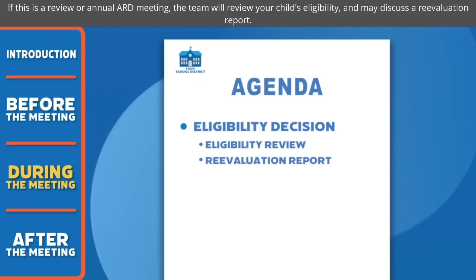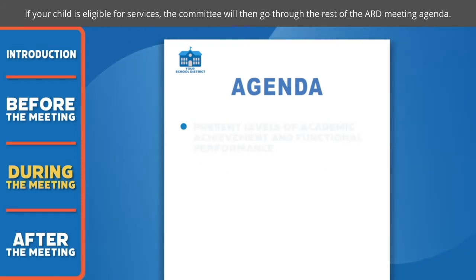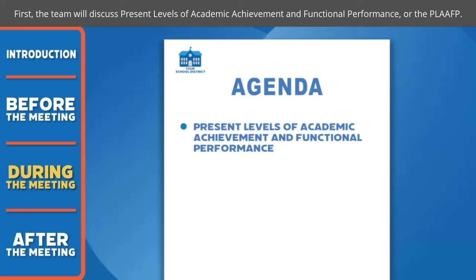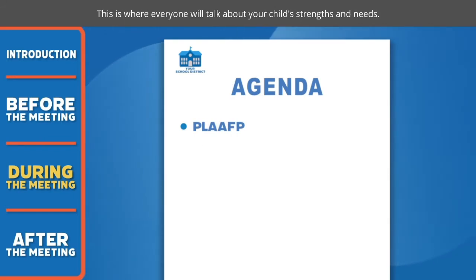If this is a review or annual ARD meeting, the team will review your child's eligibility and may discuss a reevaluation report. If your child is eligible for services, the committee will then go through the rest of the ARD meeting agenda. First, the team will discuss present levels of academic achievement and functional performance, or PLAF. This is where everyone will talk about your child's strengths and needs.